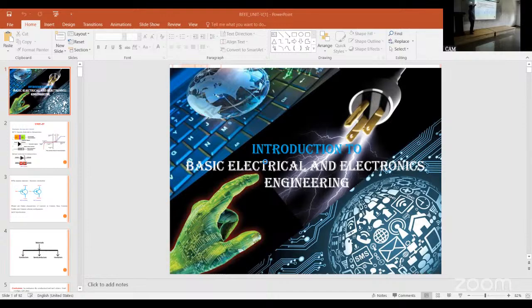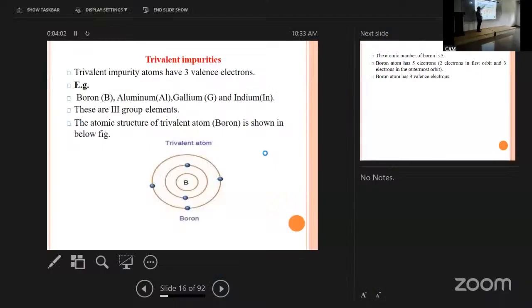So here, trivalent, the three valent electrons like boron, aluminum, gallium, indium are added to the intrinsic semiconductor, which will become, okay, tri means p type and 5 means n type.